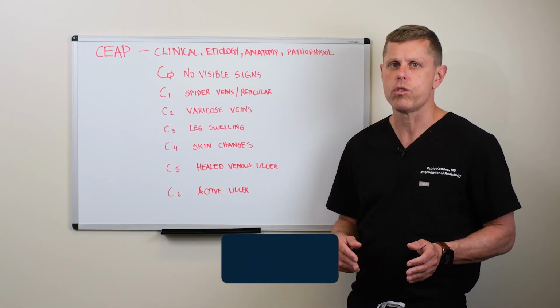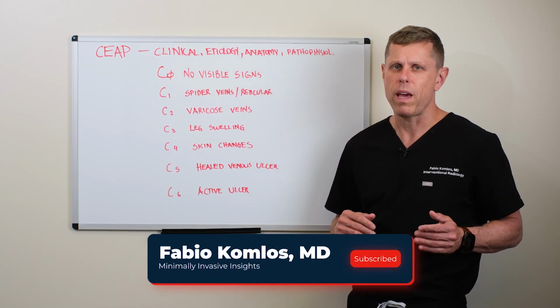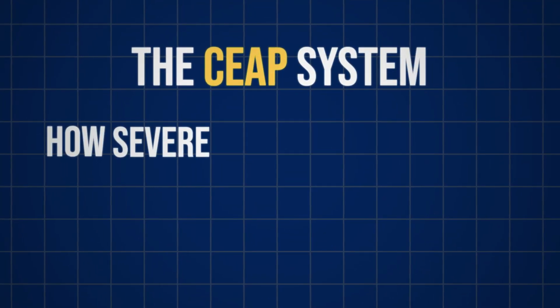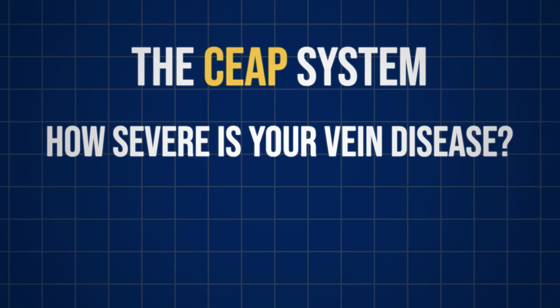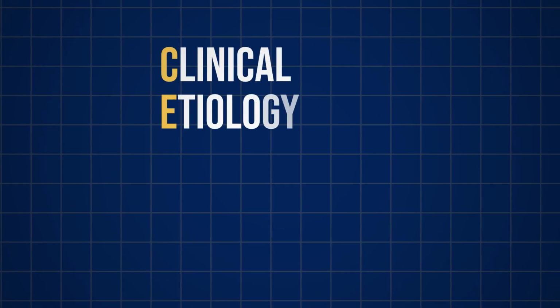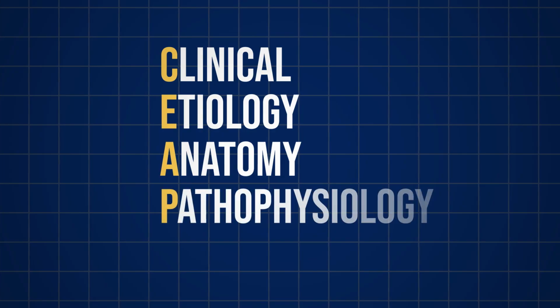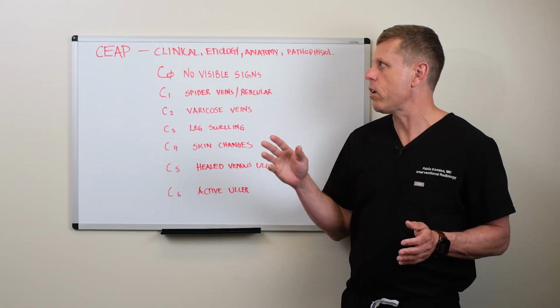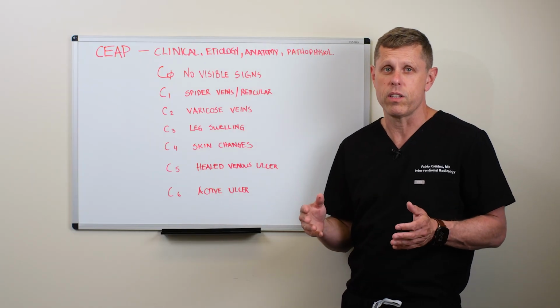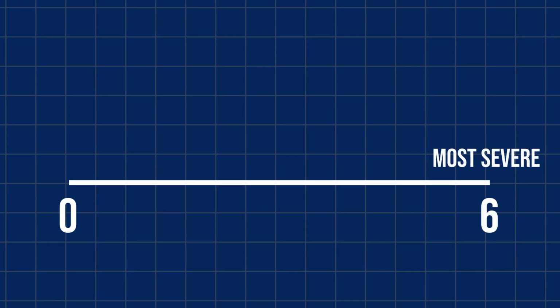If you have been diagnosed with venous disease, you may have seen the acronym CEAP in your chart. CEAP is a classification that helps doctors and insurance determine the severity of the venous disease. CEAP stands for Clinical, Etiology, Anatomy, and Pathophysiology. Today, we're going to focus on the clinical aspect because that's what patients care about and that's what they're more interested in. And the clinical grades go from 0 to 6, 6 being the more severe.